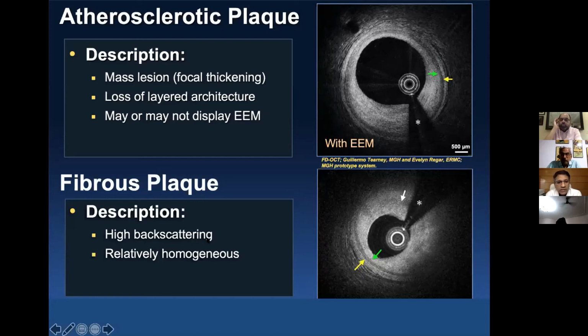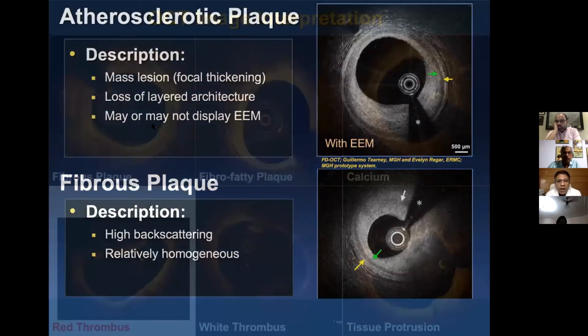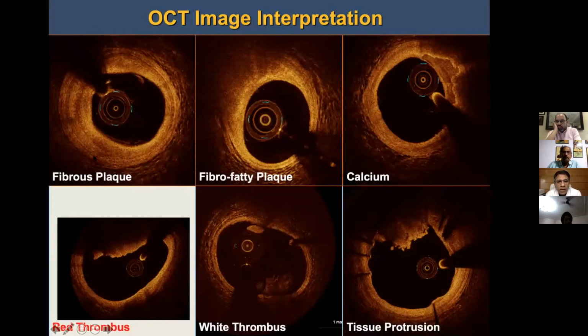So fibrous plaque is highly backscattering and a relatively homogeneous tissue. These are a few pictures of fibrous plaque, and there may be a lot of combinations. If the plaque is fibro-fatty, you can see this is a homogeneous tissue, and then here there is signal loss. So this is fat or lipid. Here you can see calcium. This is a very circumscribed signal-attenuated picture of calcium, which is heterogeneous. Then you can see the red thrombus and white thrombus. I'll come to that later.